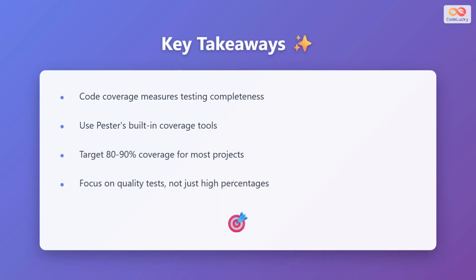Let's recap the key points about code coverage. First, code coverage measures testing completeness, giving you visibility into how much of your code is verified by tests. Second, use Pester's built-in coverage tools to easily measure and track your coverage. Third, target 80 to 90% coverage for most projects as a practical goal. And finally, always focus on quality tests rather than just achieving high percentages. Code coverage is a tool to guide your testing strategy, not an end goal in itself. Start measuring your coverage today and use it to write better, more reliable PowerShell code.